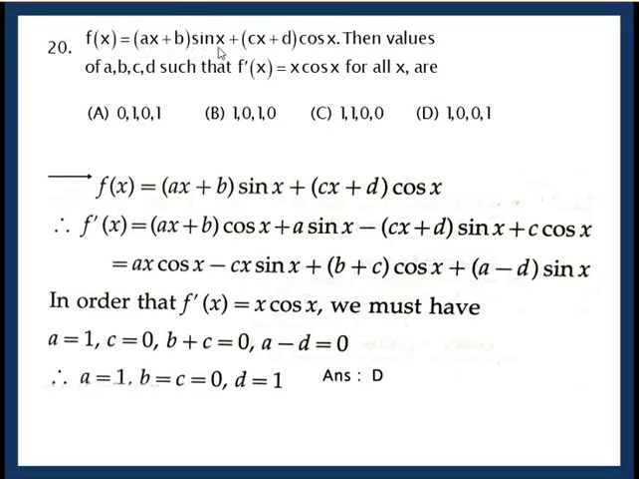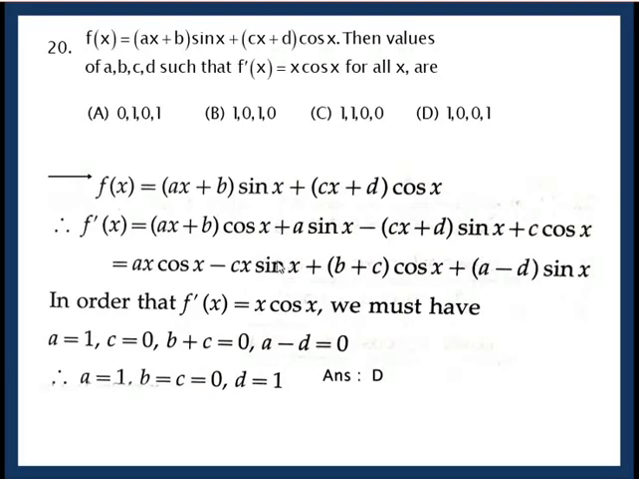f of x is (ax plus b) sin x plus (cx plus d) cos x, then the values of a, b, c, d such that f dash of x equal to x cos x for all x are. See, when you differentiate, you will definitely get a term in sine, but we want f dash of x as x cos x only. Is that clear? So this is f(x). What is f dash of x? First function into derivative of sine, which is cos, plus second function sin x into derivative of ax plus b, which is a. Similarly here, first into derivative of cos, which is minus sine, plus second function cos into derivative of cx plus d, which is c.